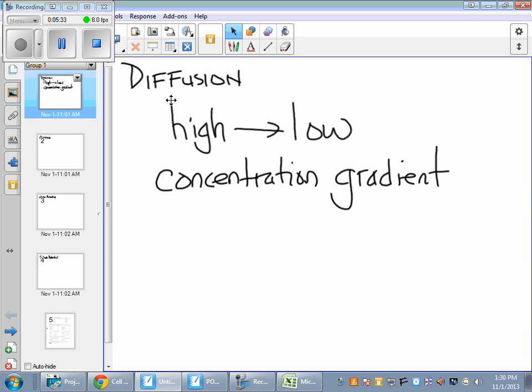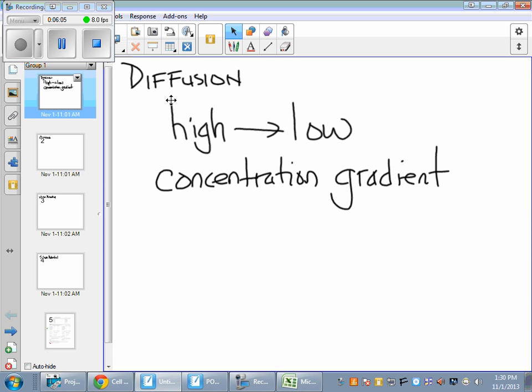If there is no gradient, you're going to have no net movement. In other words, there's going to be no gain or loss. But if you have a gradient, somebody's going to gain, somebody's going to lose. Yes, no? And generally speaking, the bigger the gradient, how does that affect diffusion? Faster the rate. The bigger the gradient, the faster the rate of diffusion, at least initially.